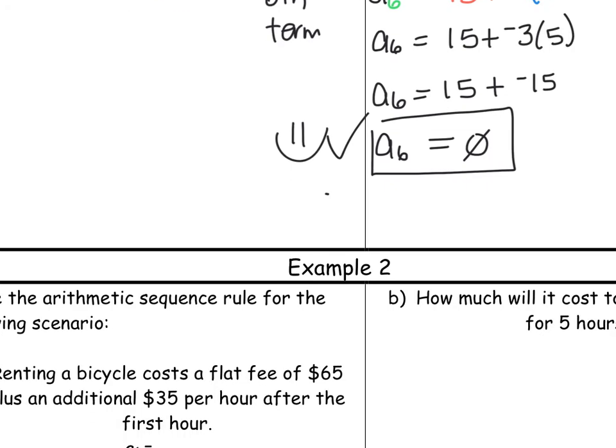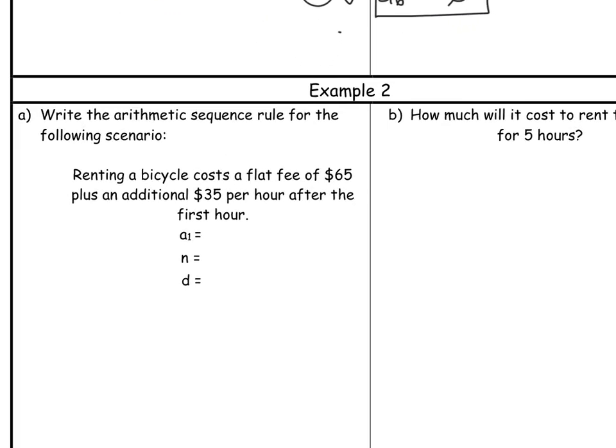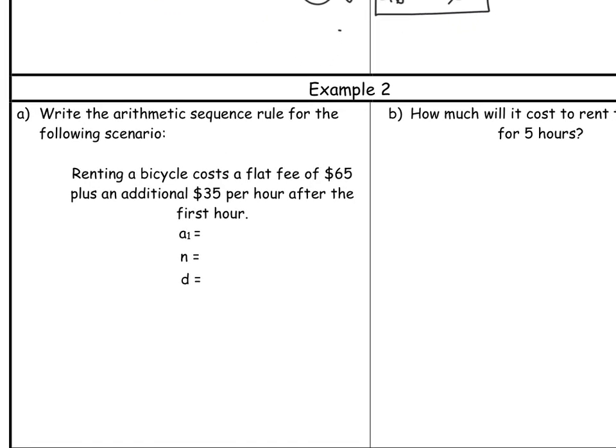So let's take a look at how this would work in a word problem. Write the arithmetic sequence rule for the following scenario. Renting a bicycle costs a flat fee of $65 plus an additional $35 per hour after the first hour. So let's write out the sequence. For the first hour, it's $65. Then each additional hour, it's $35.